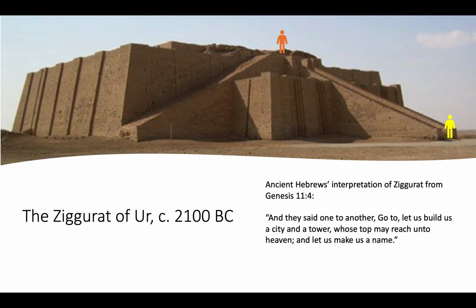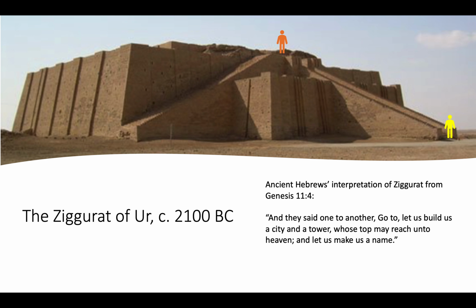In the Hebrews' mind, I hope you can see they're quite critical of the Babylonians. We can assume that the Babylonians think that they are building a city and a tower whose top may reach unto heaven in order to celebrate the gods that the temple is devoted to. However, that next line, "let us make us a name," points to the ways in which the ancient Hebrews are criticizing the ancient Babylonians. It might not necessarily be a tribute to the gods that they're making. The Hebrews are suggesting that the ziggurat is a tribute to themselves.